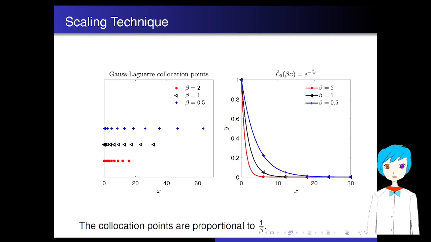First, the scaling technique. The scaling technique corresponds to R adaptivity, which means to relocate the collocation points. If we adjust the scaling factor, we can see that the collocation points are located and relocated differently. If the scaling factor is smaller, then the basis functions decay more slowly at infinity.